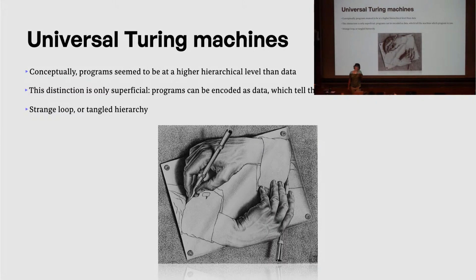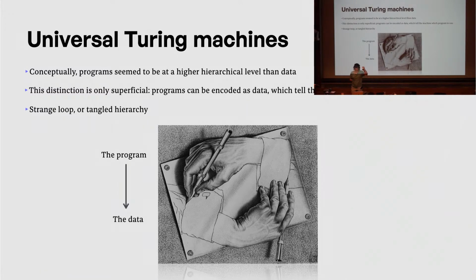So to me, this is like a strange loop or a tangled hierarchy. Of course, this is borrowed from Hofstadter, from Gödel, Escher, Bach, if you've read it. It's a classic from '79. And this strange loop is found in, for example, Escher's drawings, like in this famous drawing, Hands.